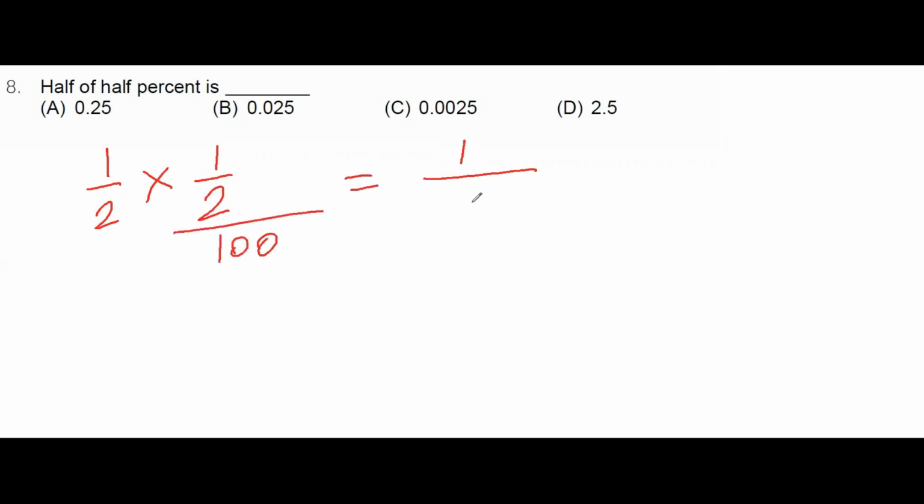Okay, so they are saying half of half percent. So half I am going to write like this. Of I am going to write like this. Half again I am going to write like this. Percent. Per means this. Cent means this. Okay, so this I am going to write as 1 upon 2 into 2 into 100.